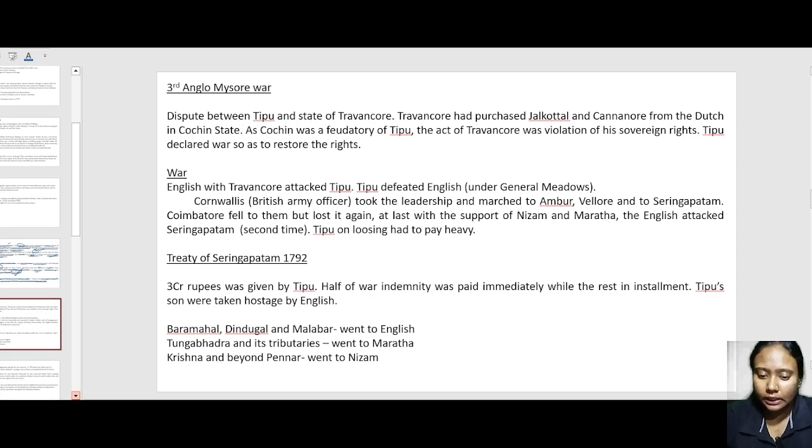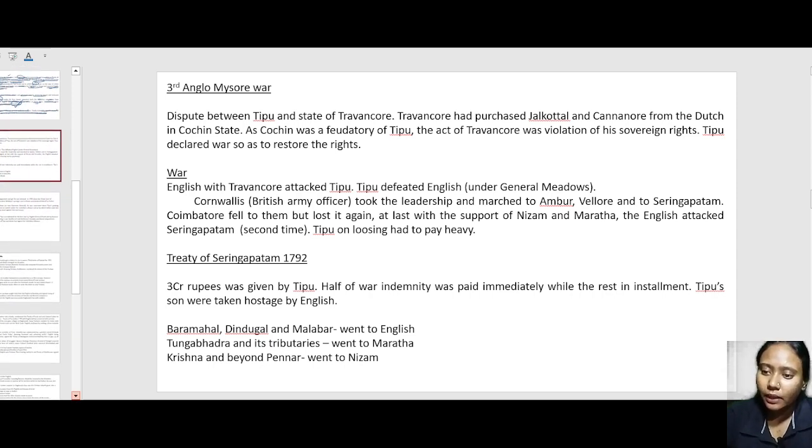Come to the Third Anglo-Mysore War. Dispute between Tipu and the state of Travancore.